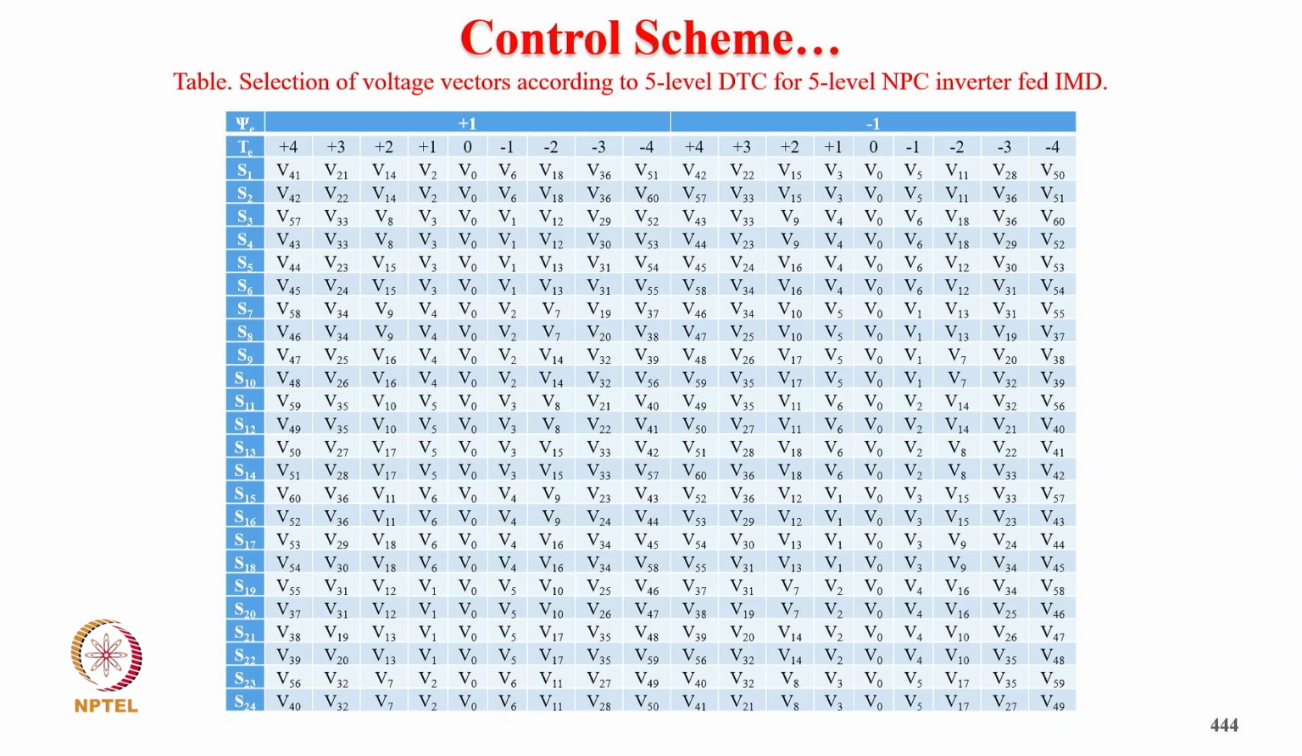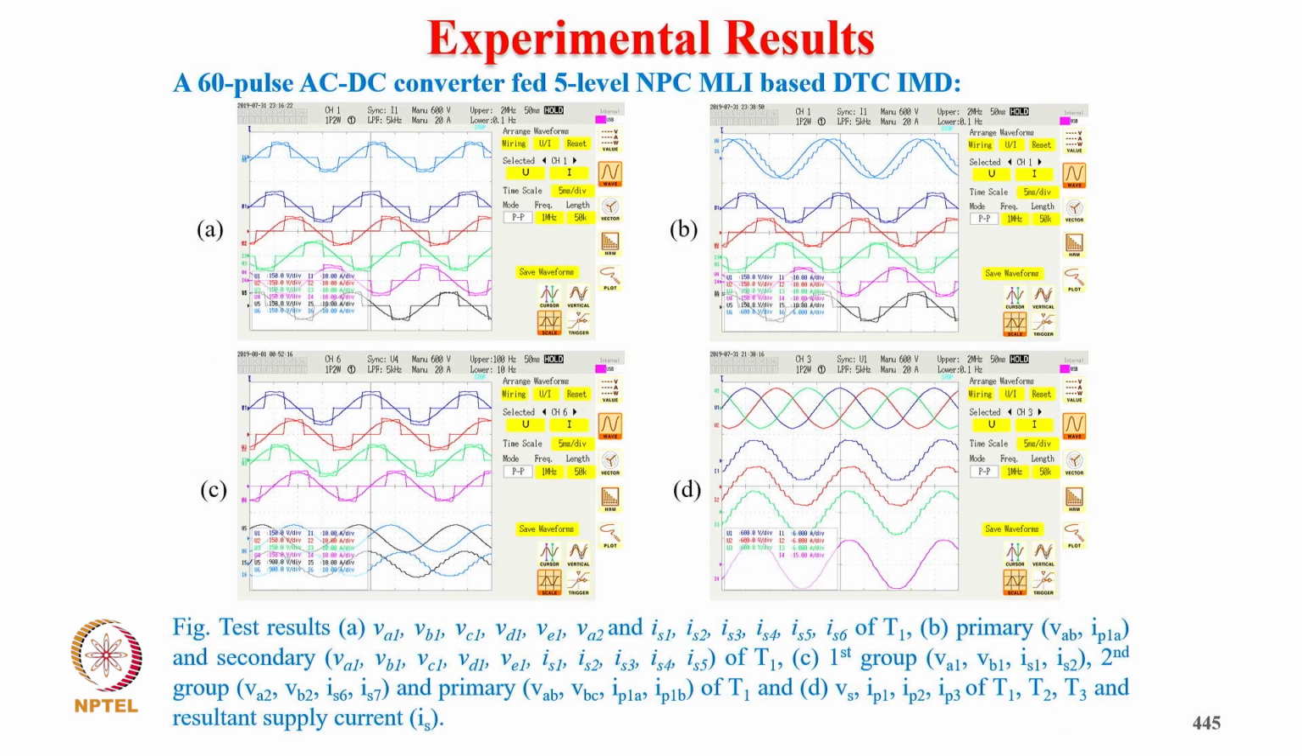and these are the selection table of voltage vector according to 5 level. So it is a 5 level error, plus and minus, and then you have 24 switching functions correspondingly, and you can select the vector going up to 49. And these are the experimental results, implemented test results of all the voltages and currents, the primary and secondary voltages and currents, and the final currents. You can see transformer primary currents and resultant supply current.